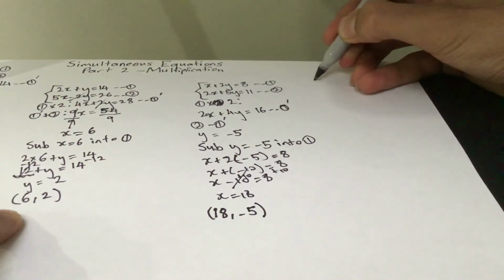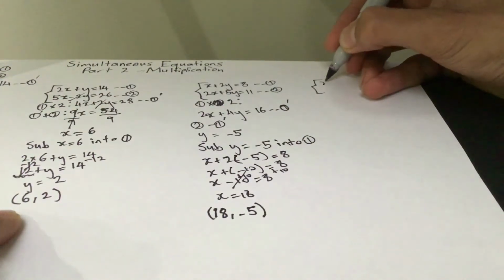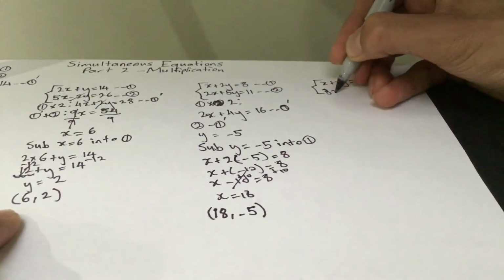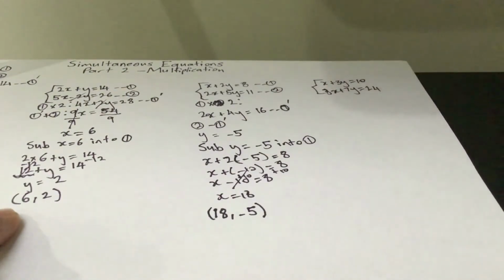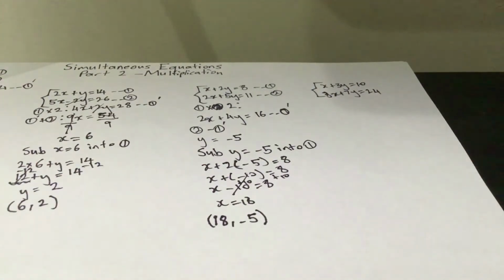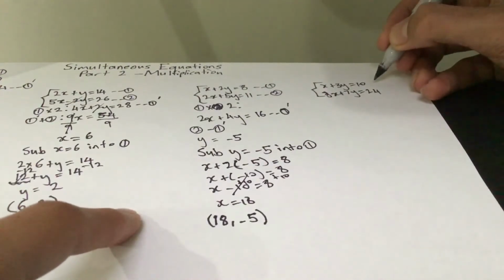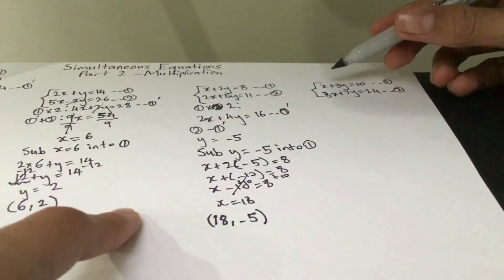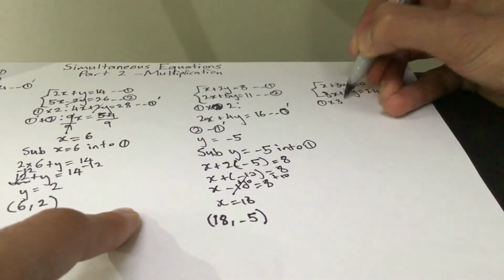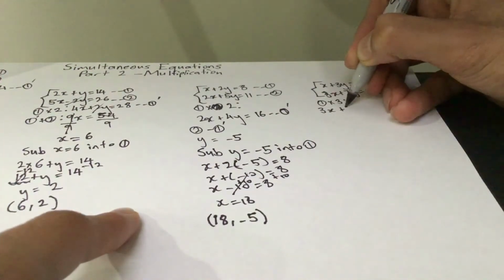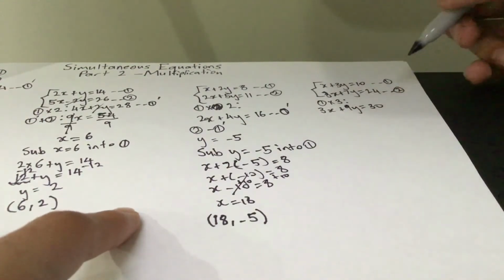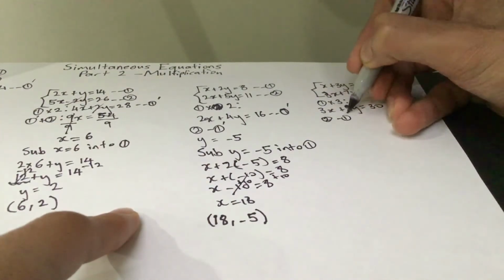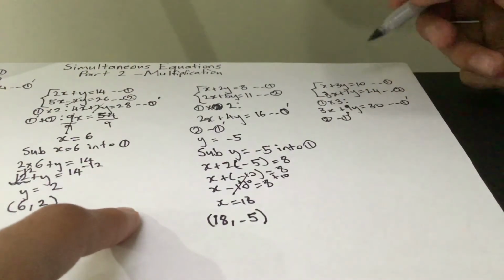Now let's do x plus 3y equals 10 and 3x plus 7y equals 24. The first step is to number each equation, equation 1 and equation 2. This time we're going to multiply by 3 to cancel out x. So equation 1 times 3 gives 3x plus 9y equals 30. Now we're going to do equation 2 minus 1.